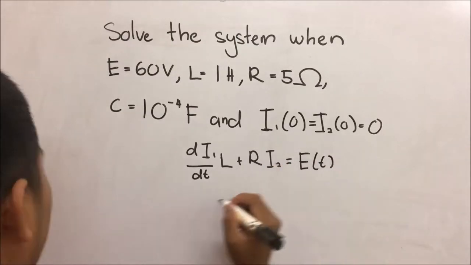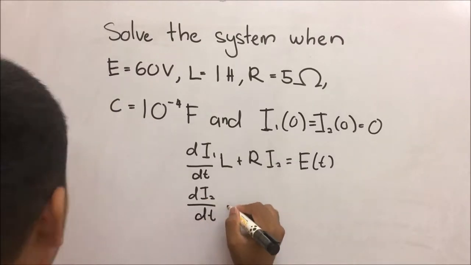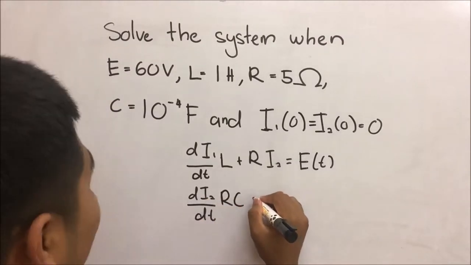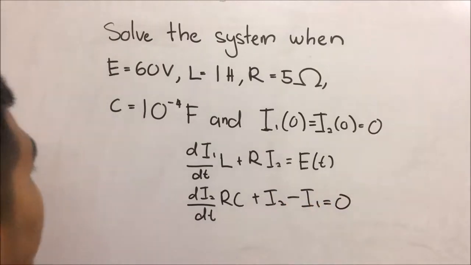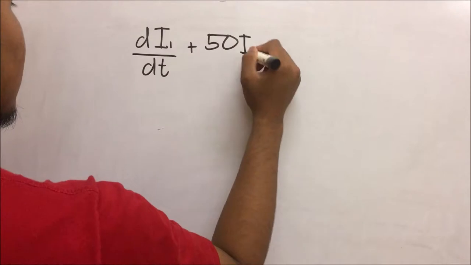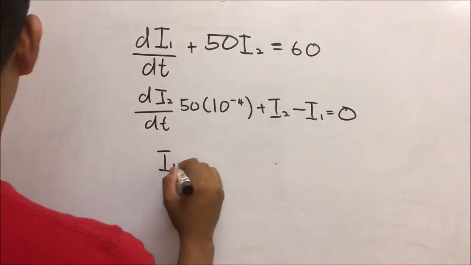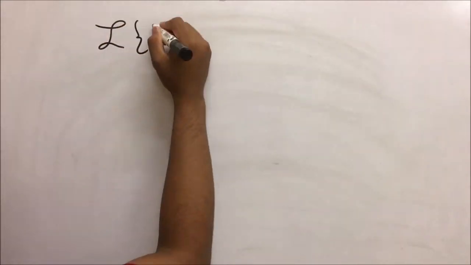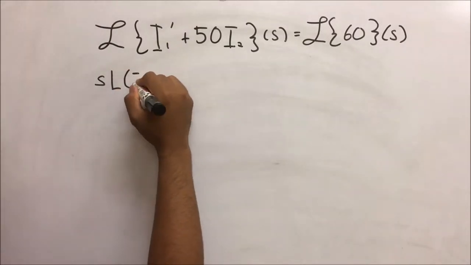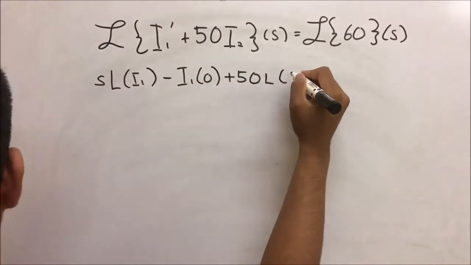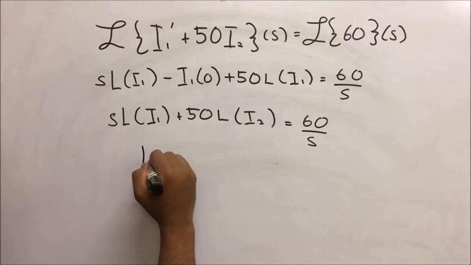Differentiating I1 with respect to t and I2 with respect to t gives the rate of change of current flow. Next, we insert the values of the resistor, inductor and capacitor into the equation. We then Laplace transform equation 1 to get the equation for L{I1}.